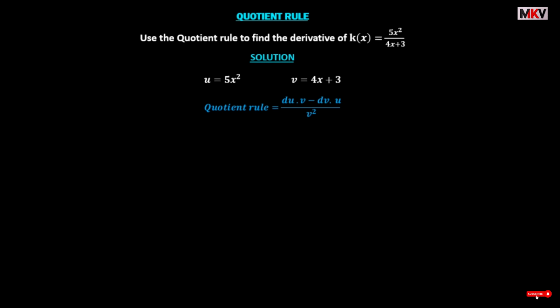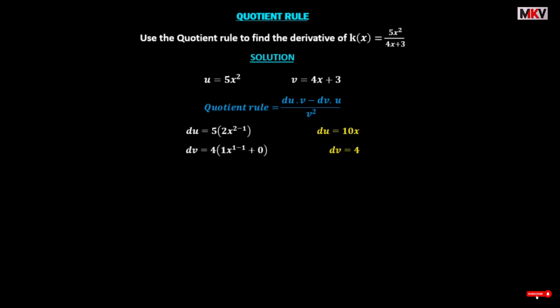So now let's find these individual parameters, which are du and dv. We differentiate u, which is 5x squared. We separate the coefficient from x squared, which is 5. Then we bring 2 in front of x and subtract 1 from the exponent, getting 2 minus 1. So therefore our du is 10x. 5 times 2 is 10, then 2 minus 1 is 1. So we've gotten our du.